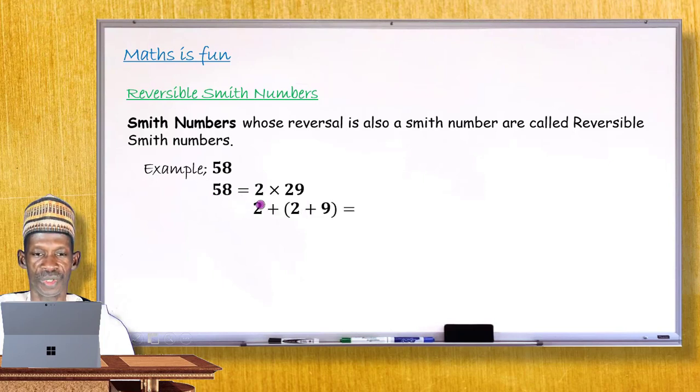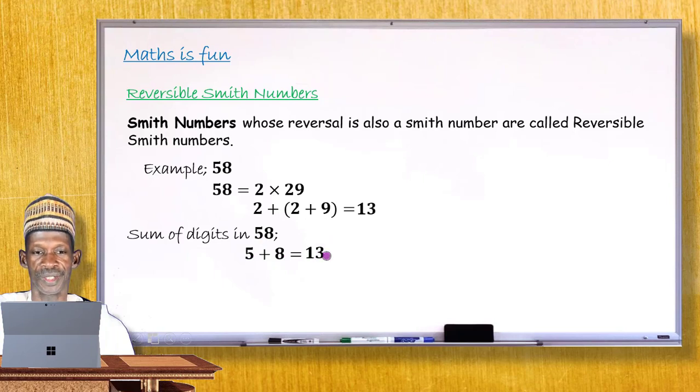So this is 2 and 29. If I add the digits, I'll have 2 plus (2 plus 9). So the addition of these three numbers, this very 2, and this bracket, which is this 2 plus this 9, the digits in the factors of 58, will give me 13. If I go back to the same number, 58, and add its digits 5 and 8, it's going to give me this 13. So the sum of digits in 58, 5 plus 8, is also 13. So that's what makes 58 a symmetric number. I have explained this in one of my previous lessons.